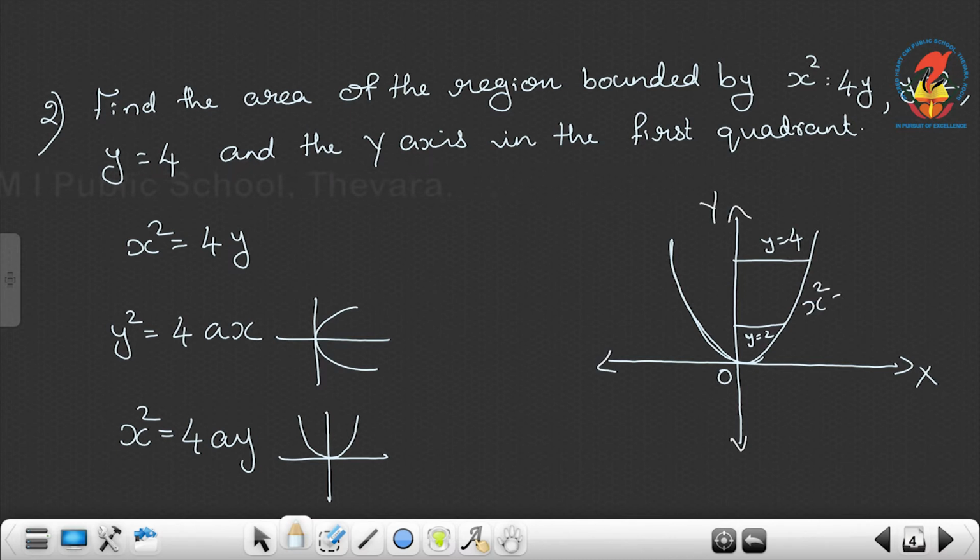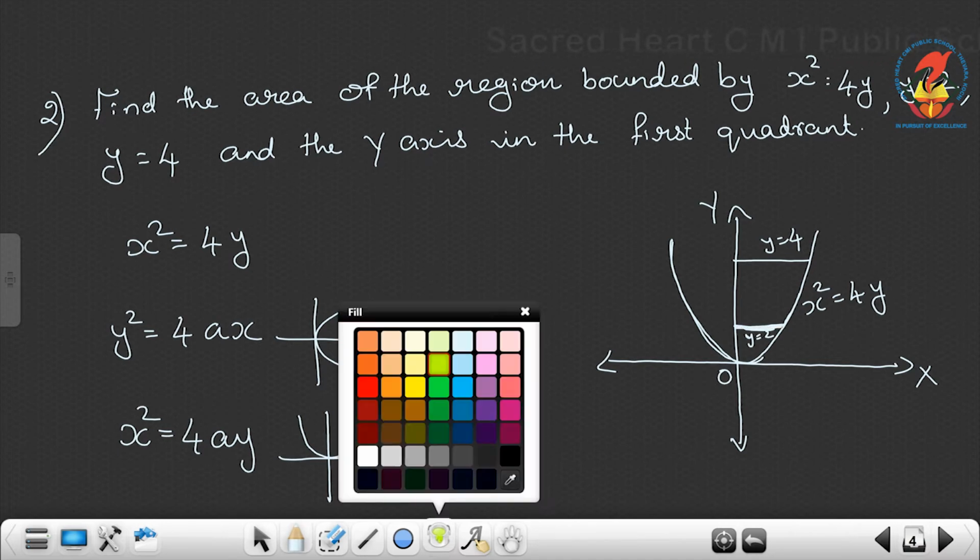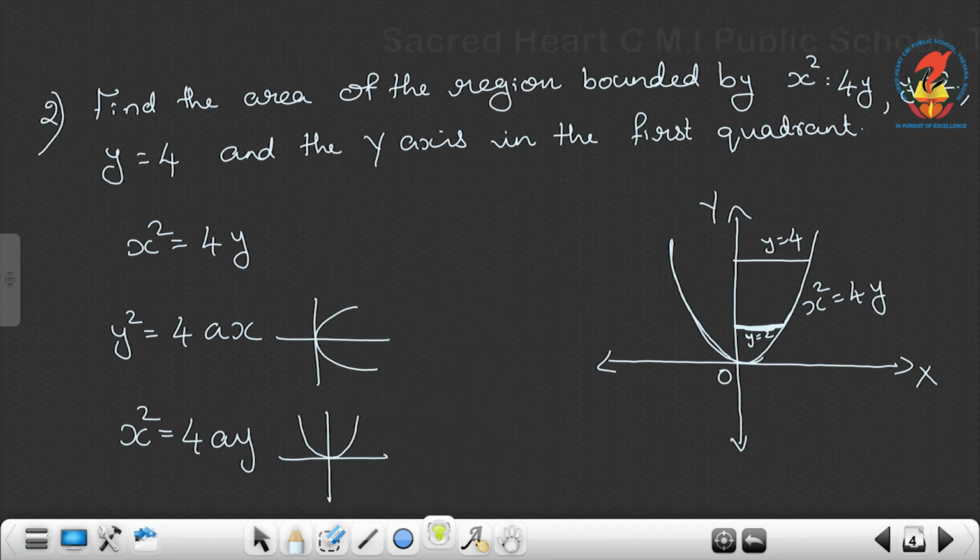The curve x square is 4y. Now shade the region. Which is the region? Area bounded by the curve, the lines and y-axis. So do you get the region? Shade the region. Okay, that is the region.